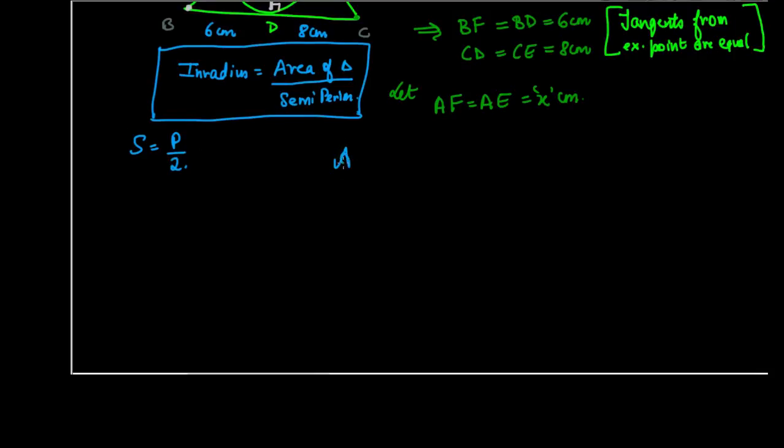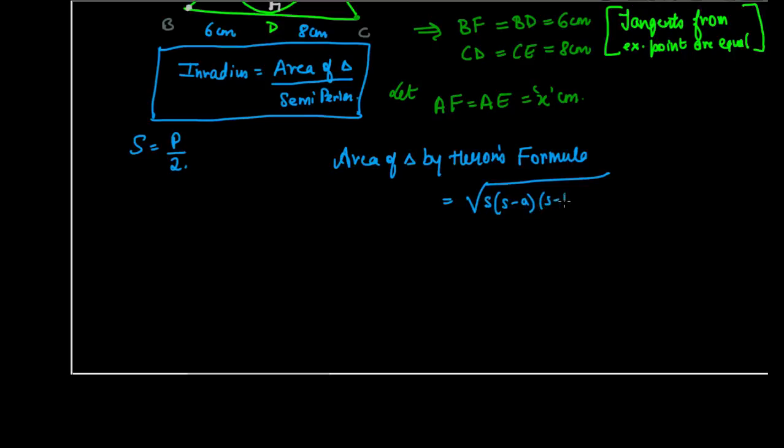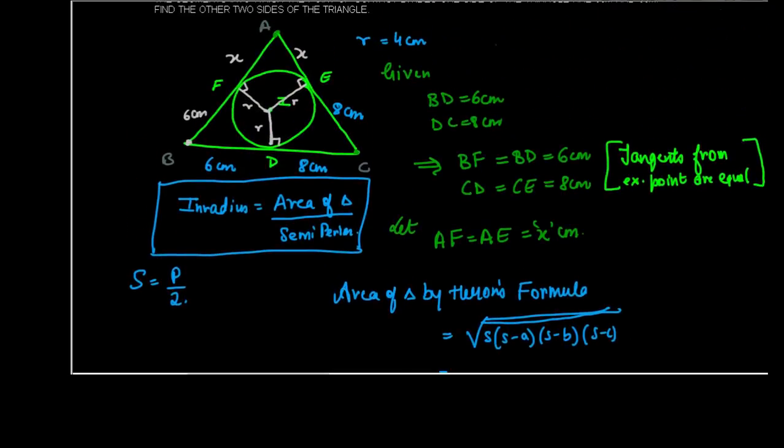Now, area of the triangle by Heron's formula, right? We learned this in 9th standard. I hope you remember. Heron's formula is equal to root over S into S minus A into S minus B into S minus C, right? Where S is the semi-perimeter, and A, B, C are the sides of the triangle. So using this formula, you can find the area. So better find the semi-perimeter first.